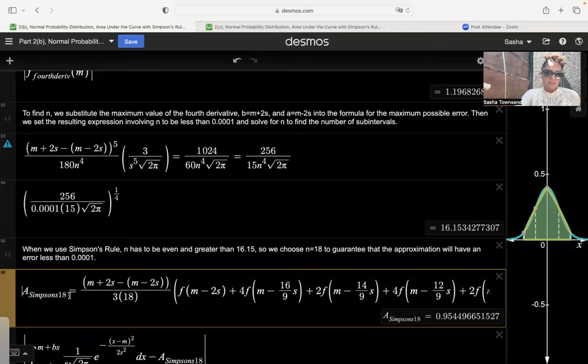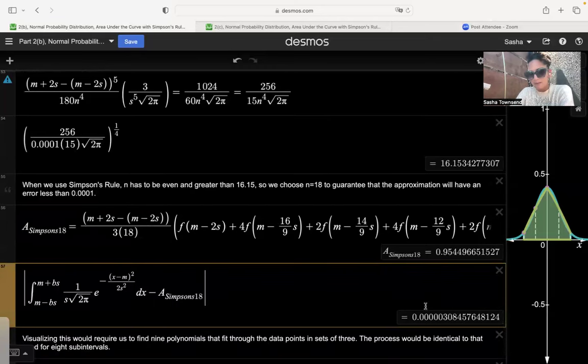And then Simpson's rule says what you want to do is take 2 times delta x, which is, in our case, m minus 2s, that's our a, and m plus 2s, that's our b, so b minus a, divided by, what was that, 18? That's the length of our subinterval, and then we take 1/3 of that for the coefficient out front. And with 18 subintervals, this is what we get.